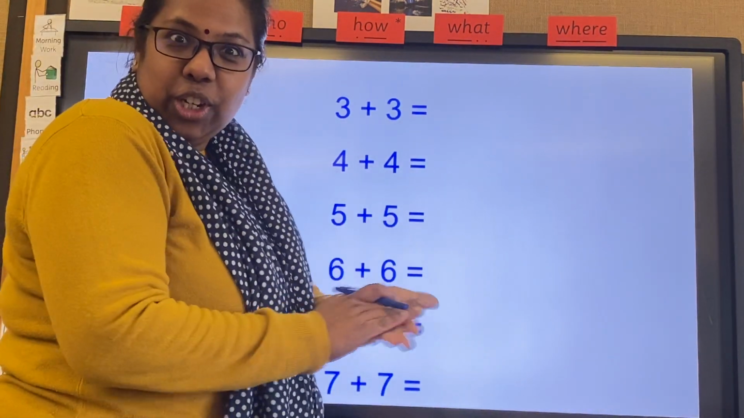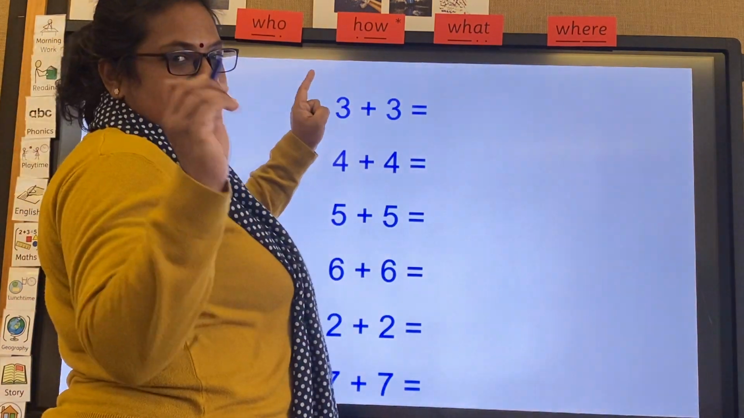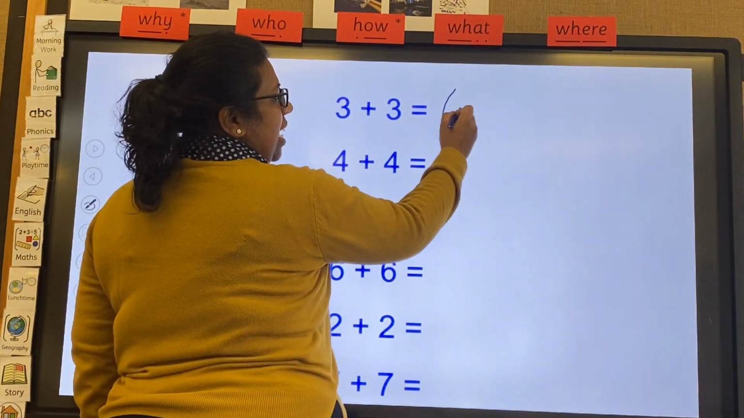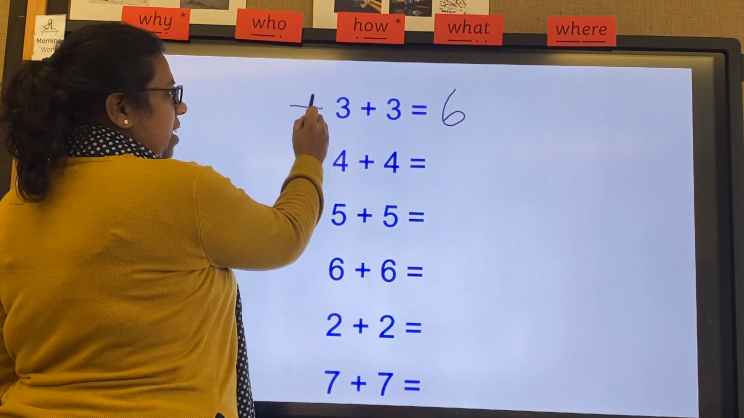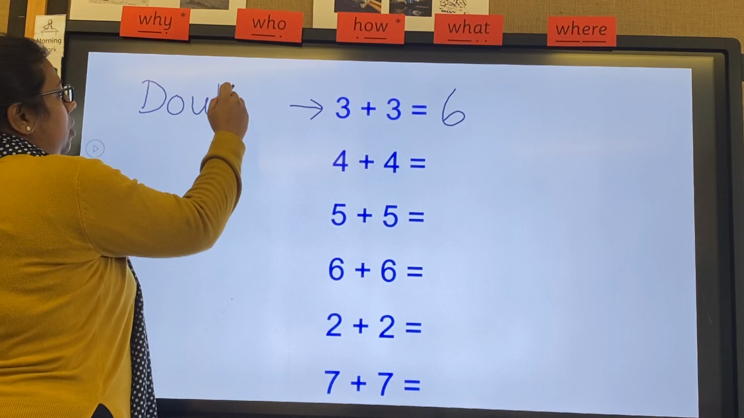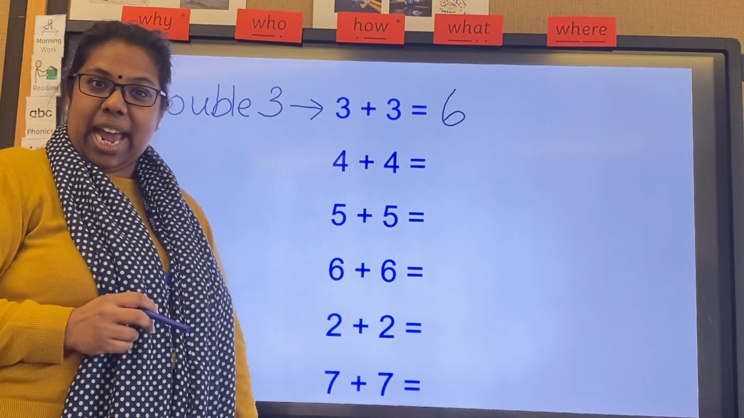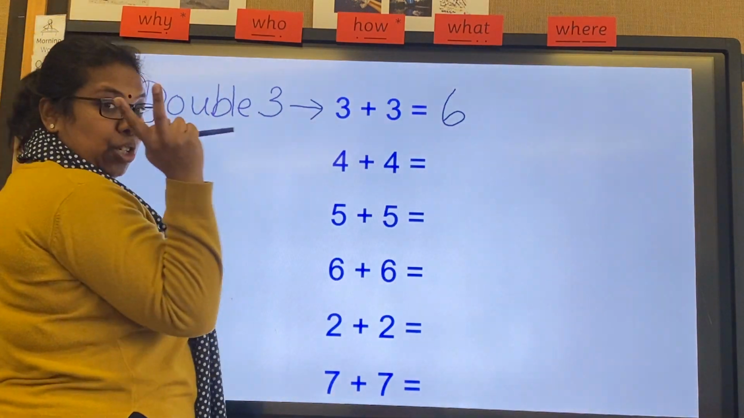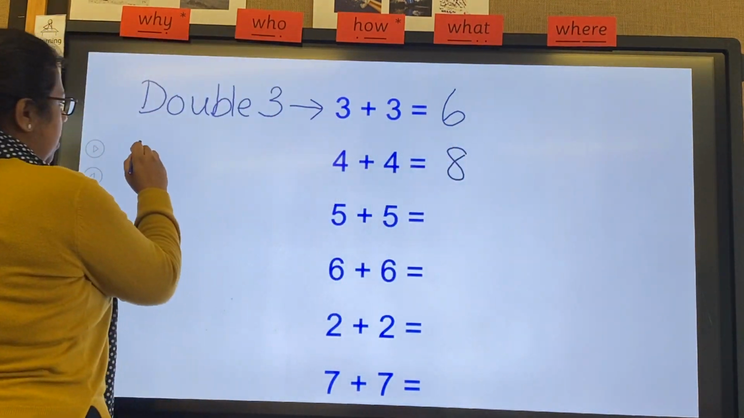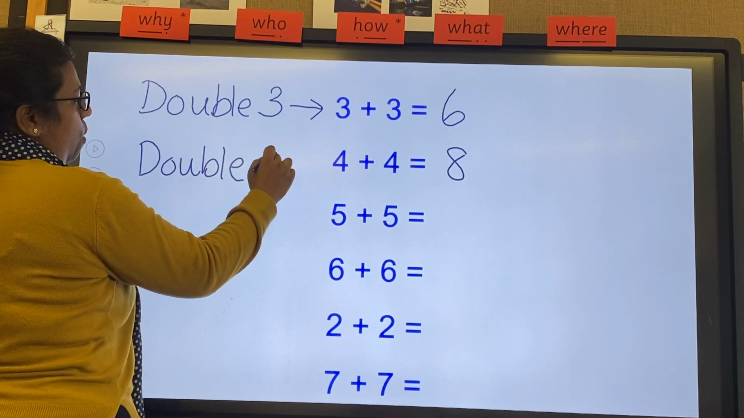Okay, so let's see what answers you got. Fantastic. Are you ready? Brilliant. So get your pencil ready to tick your work, to mark your work. 3 add 3 is 6. Well done. Another way of saying 3 add 3 is you could say double 3. It's the same as 3 add 3 because this double means there's 2 of those that are the same. 4 add 4 is 8, or you could say double, well done, 4.